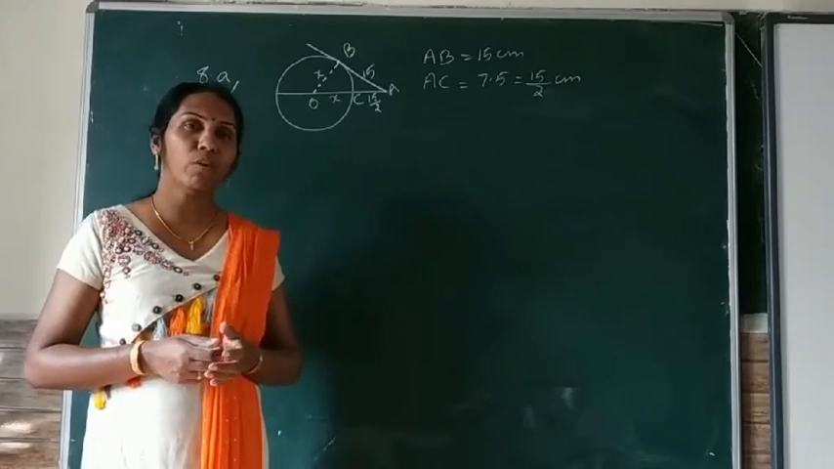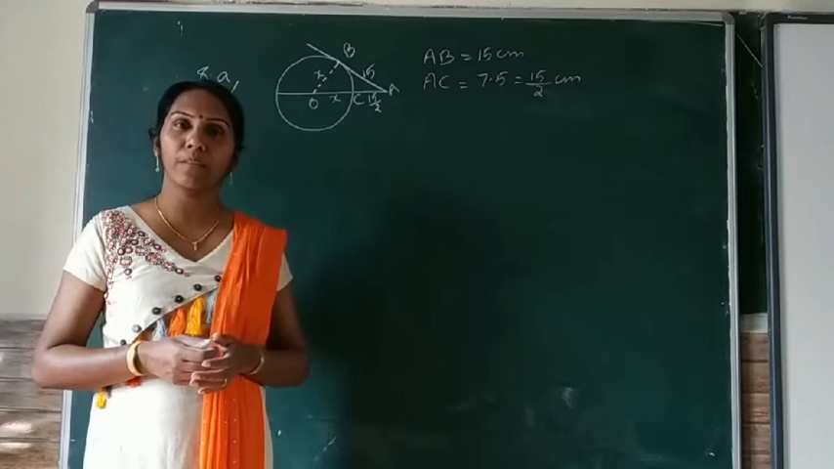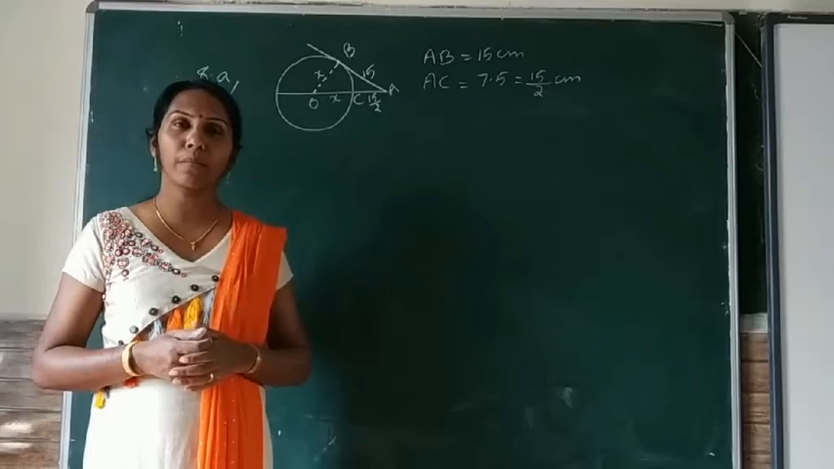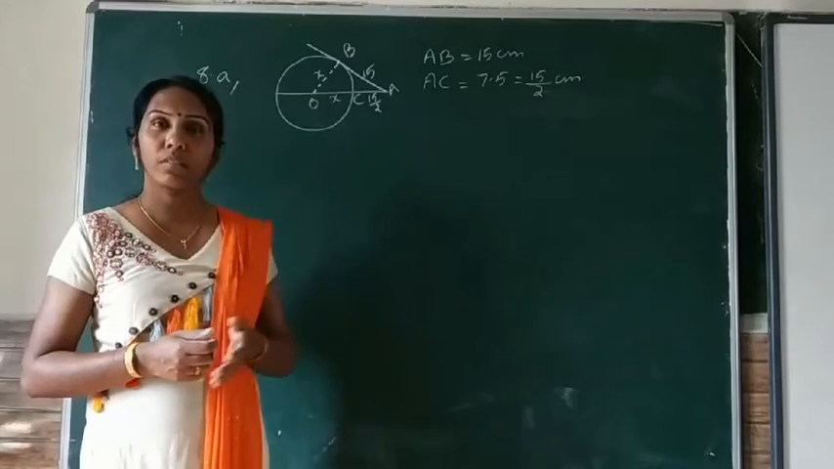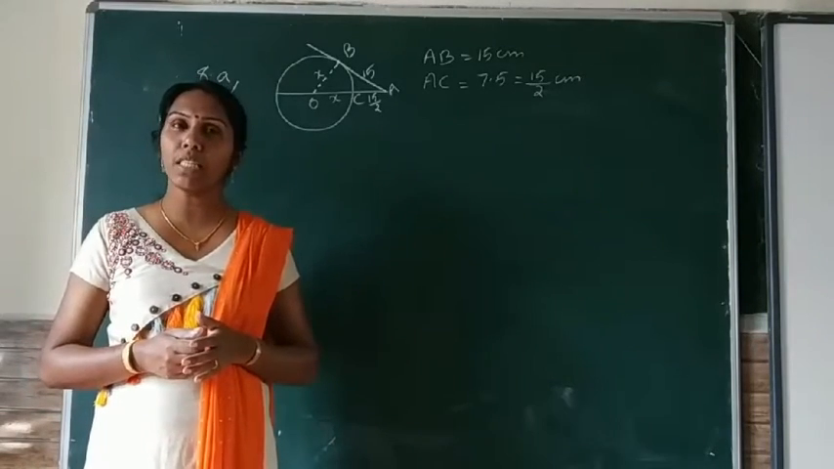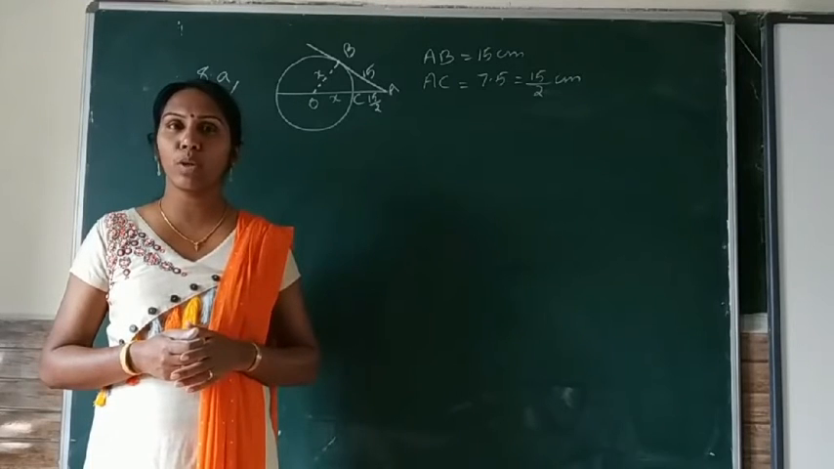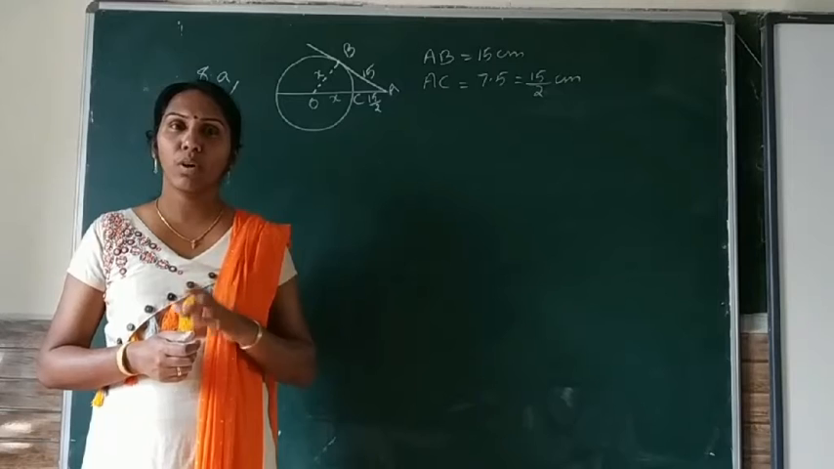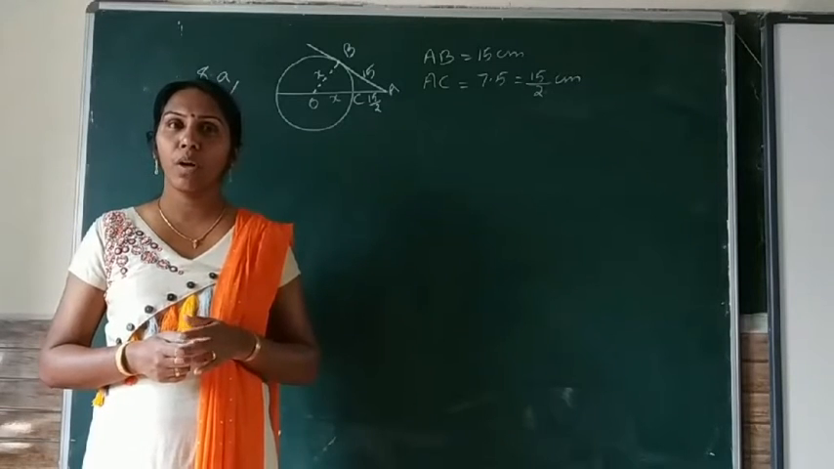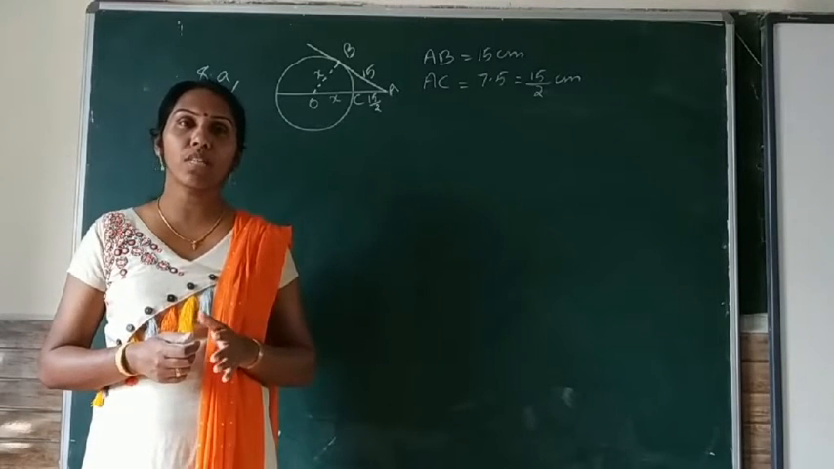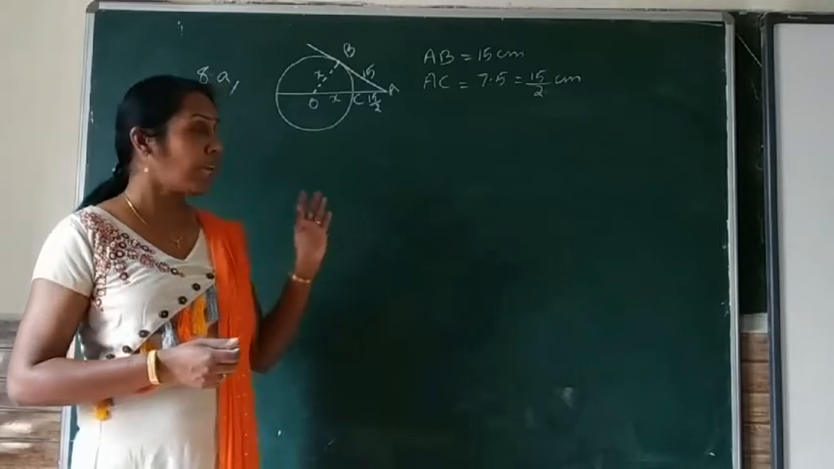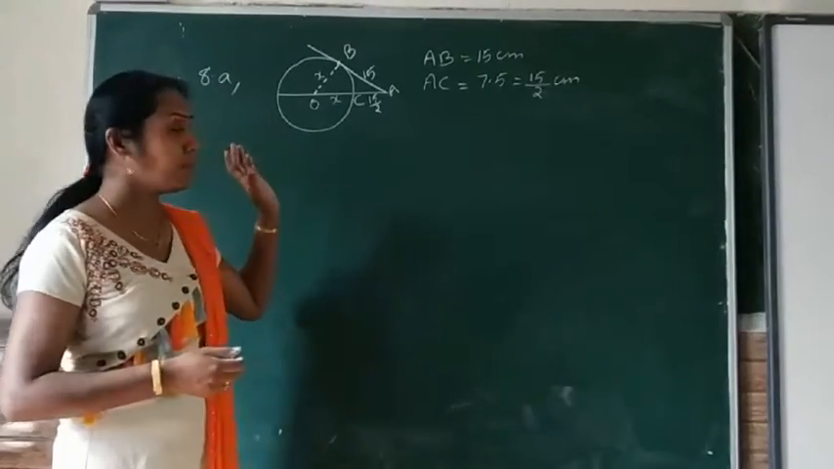Now we can solve a few questions from exercise 15.3. This exercise is based on the theorems which we have studied today. From this topic, the tangent and secant properties, some of the theorems have been excluded. So you don't have to solve the questions which are based on those excluded theorems. You only have to solve the questions based on the theorems we have studied today. So let us see question number 8a.